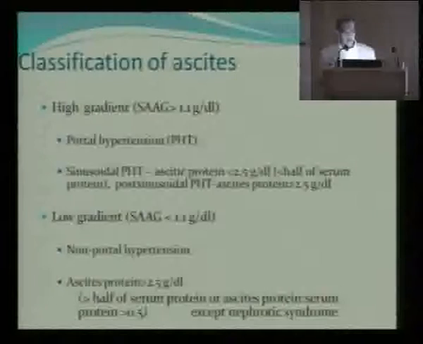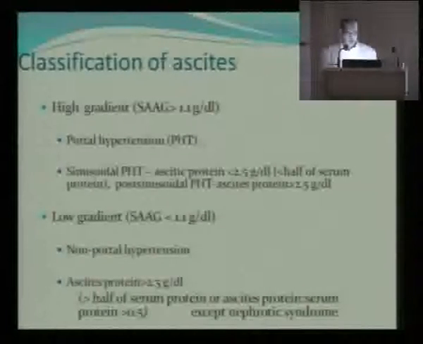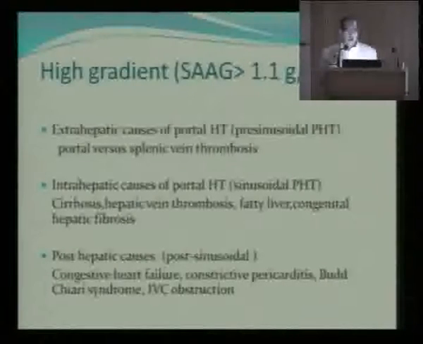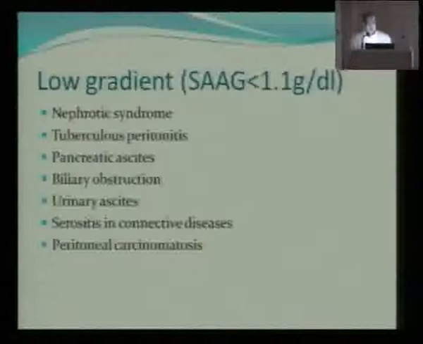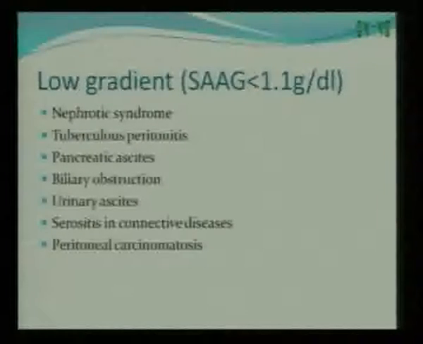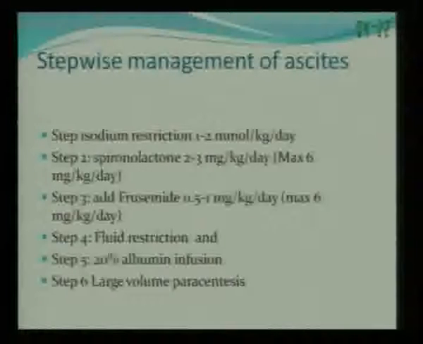The classification of ascites is based on a serum ascites albumin gradient of greater than 1.1, and that's usually the portal hypertension group, and the low gradient is the non-portal hypertension group. The high gradient group will have extrahepatic, intrahepatic and posthepatic causes of portal hypertension, which you are all very well aware about, and I won't go into details about that. But the low gradient has a host of causes, from nephrotic syndrome right up to peritoneal carcinomatosis, which is not seen in children but is seen in the adult population. One thing is that sometimes we've picked up hypoalbuminemias secondary to connective tissue disorders, particularly autoimmune diseases, and that's something which needs to be suspected.